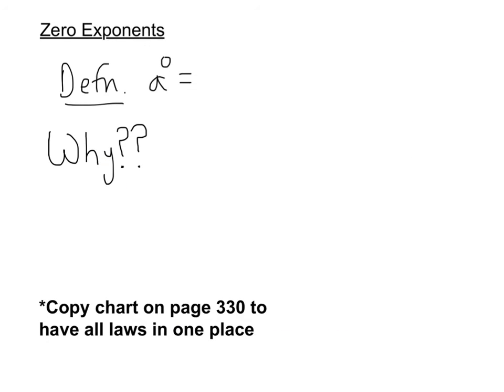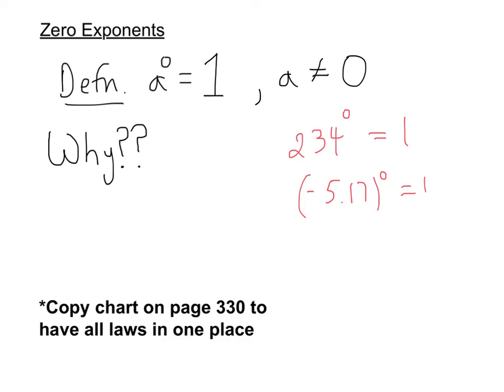Next up there is the definition of a zero exponent. And you'll notice that a to the 0 equals 1, provided that a does not equal 0, that the base is not 0. So no matter what base you have, if you have 234 to the 0, it will equal 1. If you have negative 5.17 to the 0 power, that will equal 1. And what students always wonder is, well, why? Why is this the case? Why is it defined this way? And the answer to that just has to do with mathematics and mathematicians desiring to follow patterns.